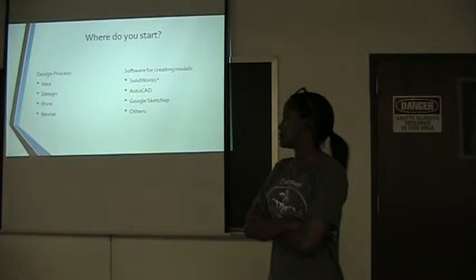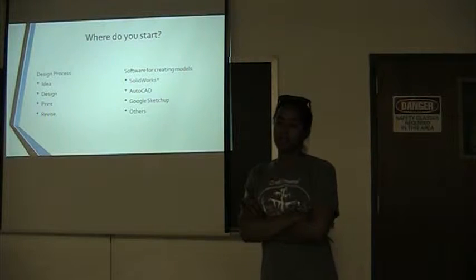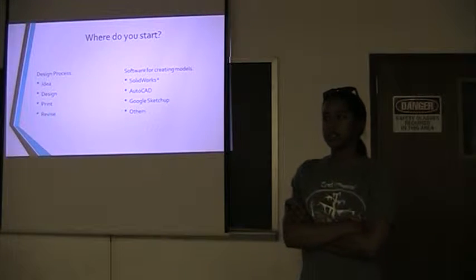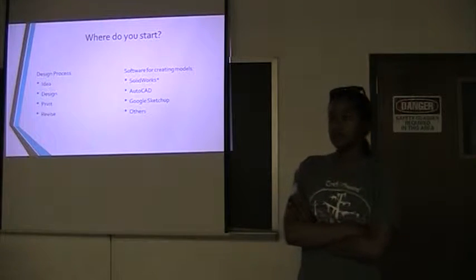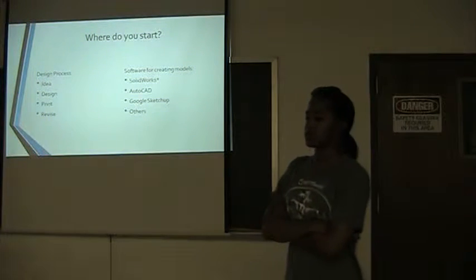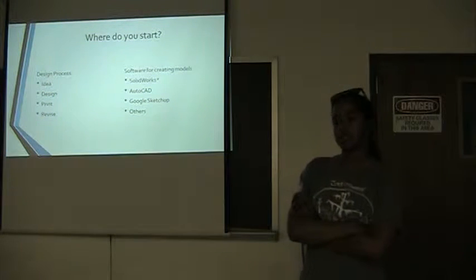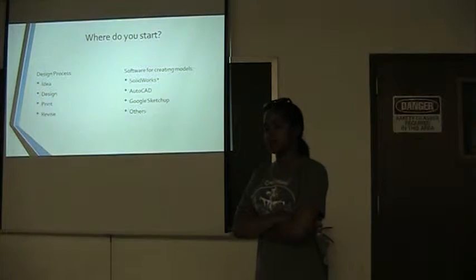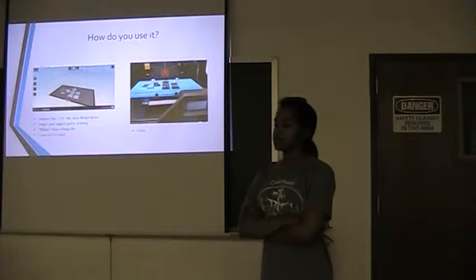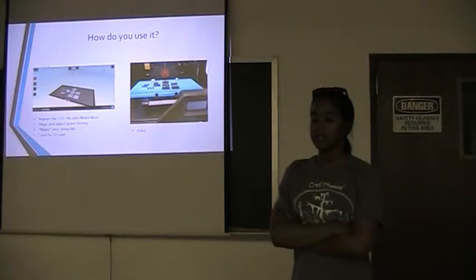Basically, you already know the design process: you come up with your idea, design it, print it, and then make revisions from there. There's a lot of different software that can be used with it. You can use any type of computer-aided design software that can produce an STL file, such as AutoCAD, SolidWorks, and Illustrator. So this is an overview of how it's done.